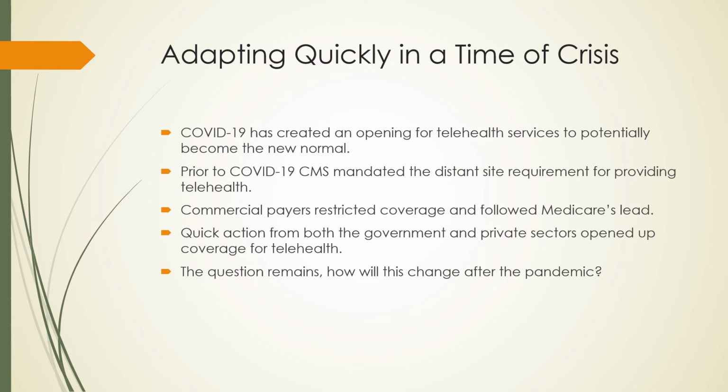What is going to happen when COVID-19 starts to settle down and we start going back to our normal? Does that normal even exist anymore? I don't think so. There's going to have to be a new definition of normal, and I think that CMS is going to have to eliminate that distance site requirement moving forward. Will they, though? We don't know. That remains to be seen or remains to be heard, so we just have to wait and see what CMS is going to do.